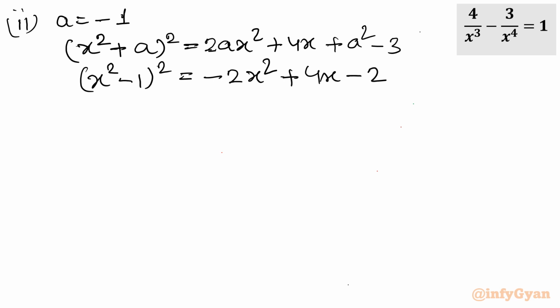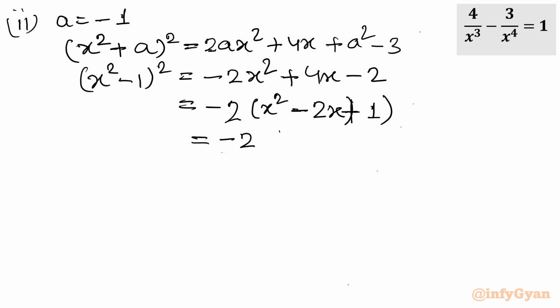You can see minus is there. I will take minus 2 common. So in the bracket I will write x square minus 2x plus 1. Now I will write minus 2 (x minus 1) whole square. The conclusion is, see, it is (x square minus 1) whole square, and the whole square is negative.